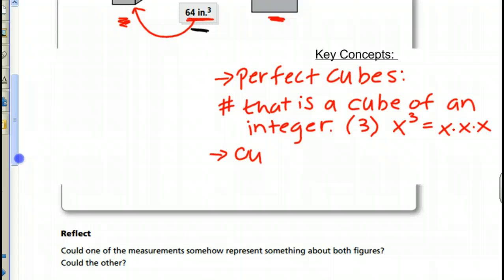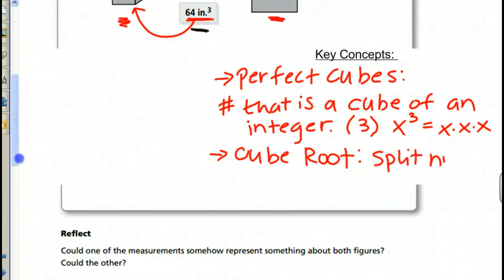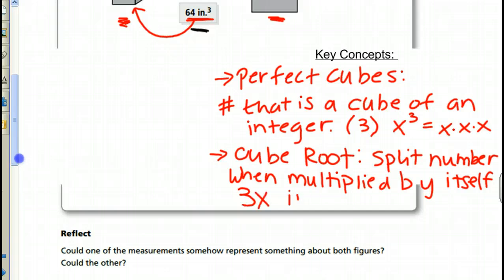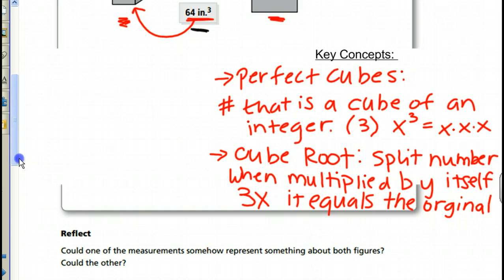A cube root is a number that when multiplied by itself 3 times equals the number. So I think we talked about it yesterday. It's a split number that when multiplied by itself, this time 3 times, equals the original number.